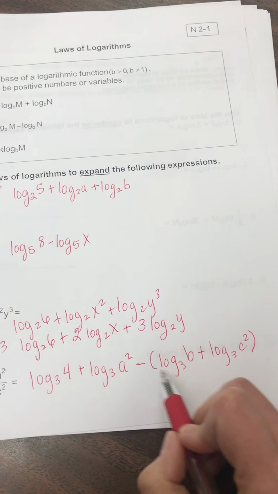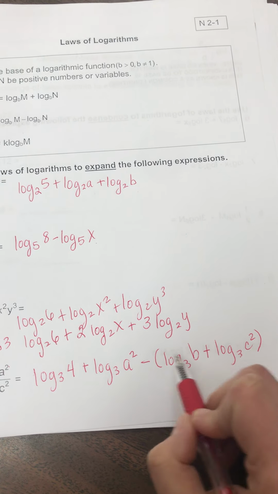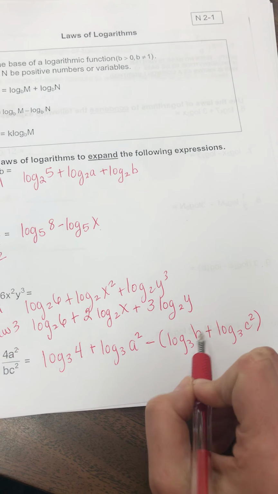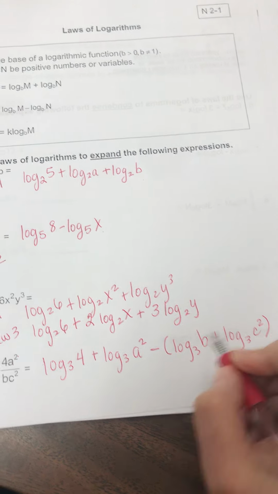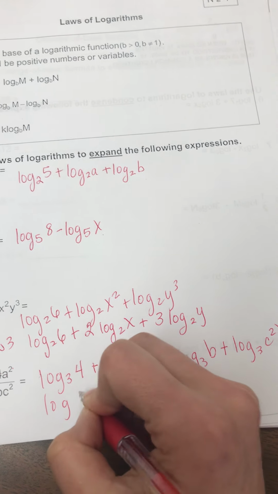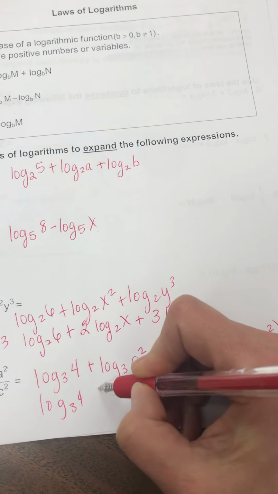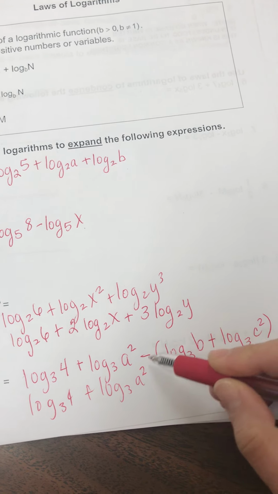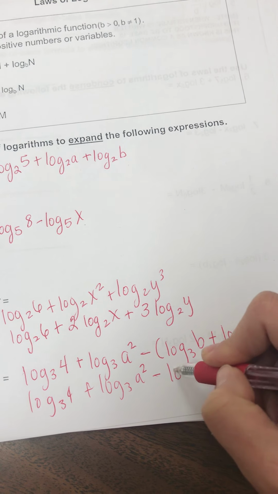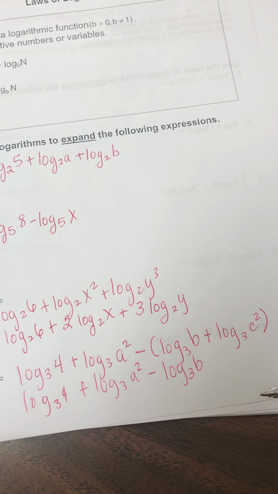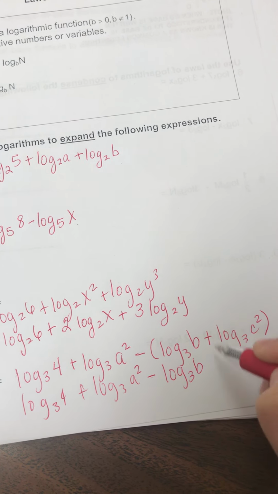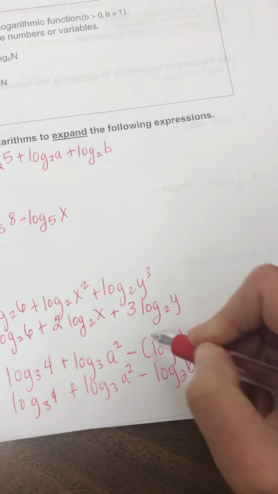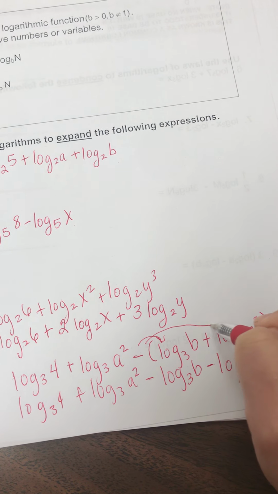Okay, but I put this in parentheses because this minus applies to this whole thing on the bottom, right? And you're multiplying the b and the c squared. But now you have to distribute your negative sign. So it becomes this, rewrite the beginning, plus log base 3 of a squared. But now you're going to distribute it. So it's going to be negative log base 3 of b. But now negative goes in front of this one because it's got parentheses. So negative log base 3 of c squared. We just distributed this negative sign to both of these.